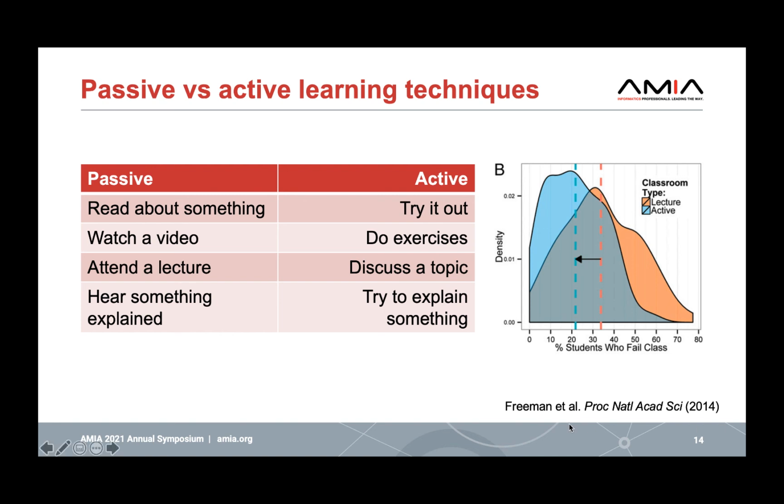And what I'm showing on the right is a figure from a meta-analysis of 225 studies that looked at failure rates for undergraduate STEM courses under traditional passive lecturing versus active learning. And the upshot here is that you have a lot fewer students fail classes when you employ active learning techniques.